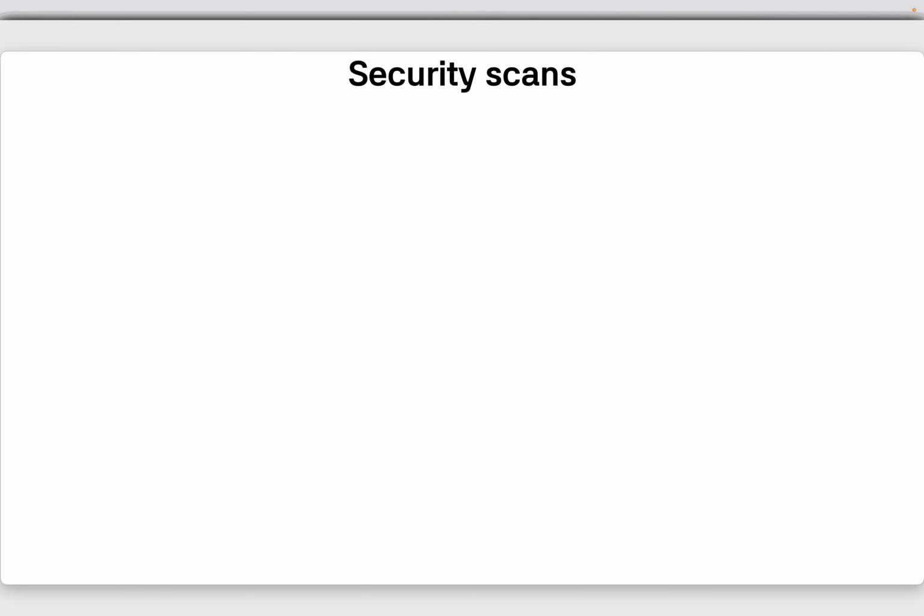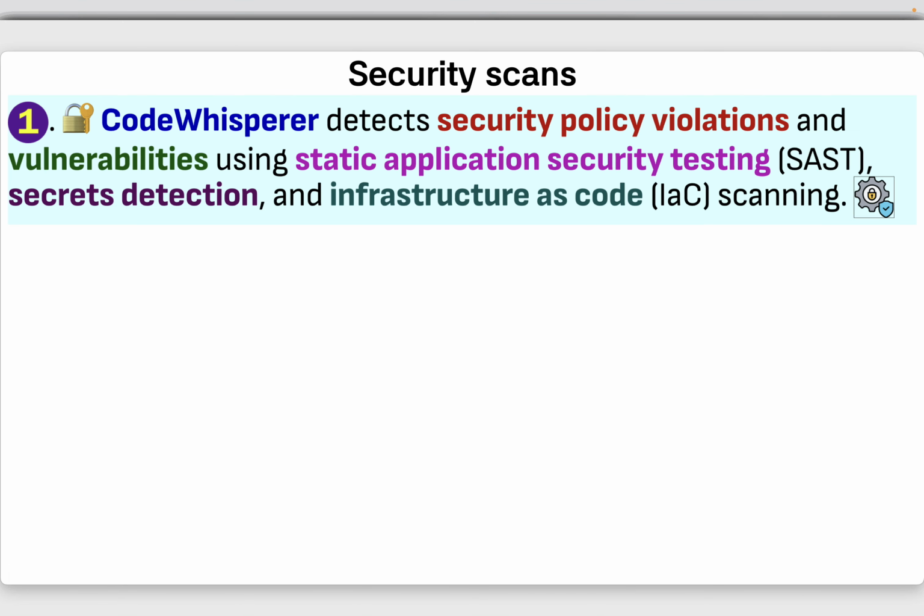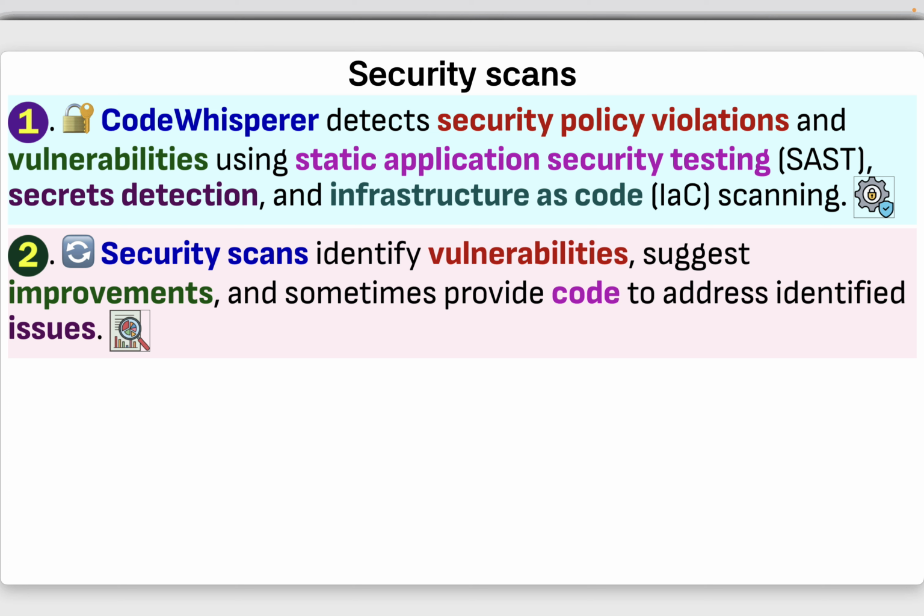Lastly, security scans. CodeWhisperer detects security policy violations and vulnerabilities using static application security testing, SAST, secrets detection, and infrastructure as code scanning. Security scans identify vulnerabilities. It can suggest improvements and also provide code to address identified issues.